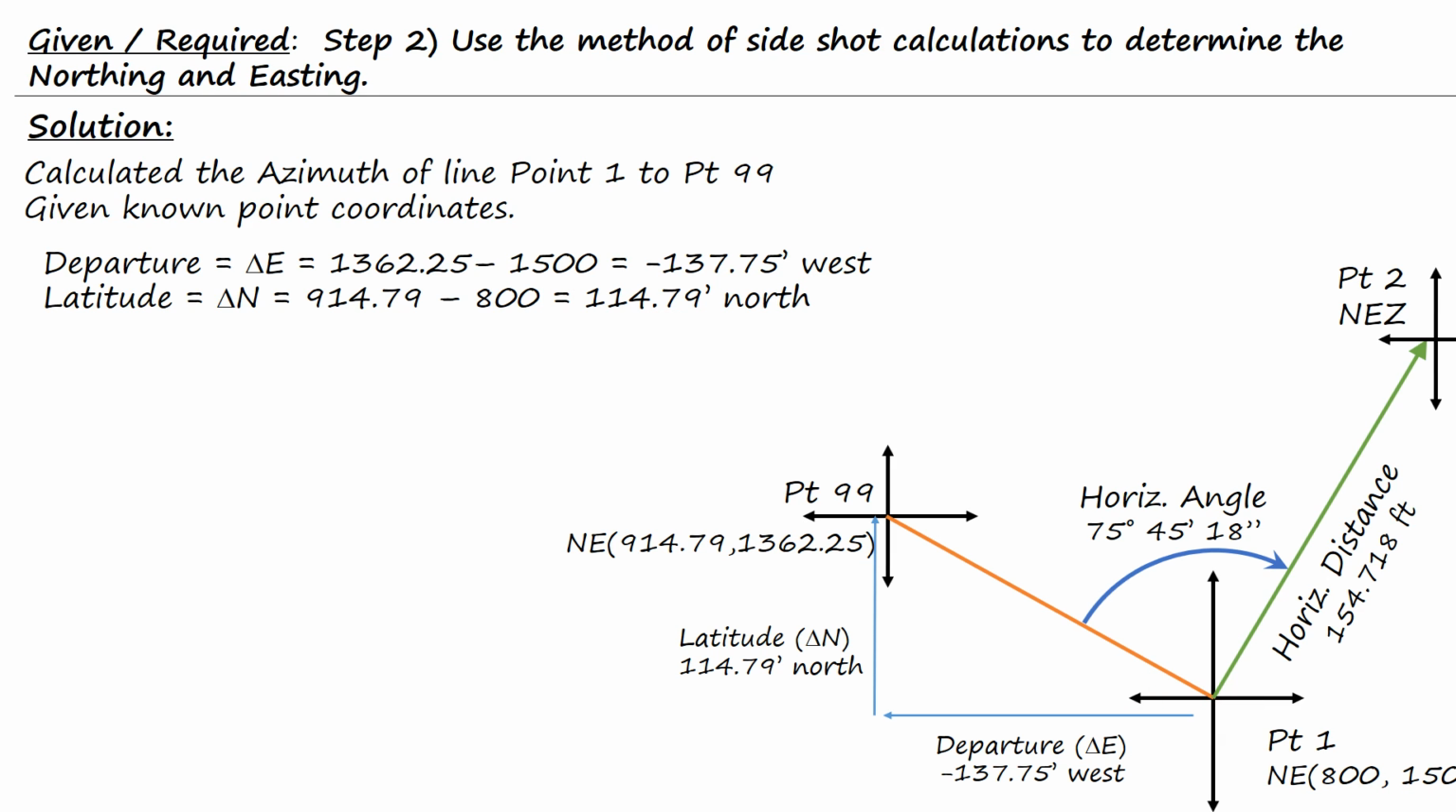So here's the picture. Here's the departure. You can visually see that the departure is going a negative 137.75 and the latitude is going 114.79. All right?